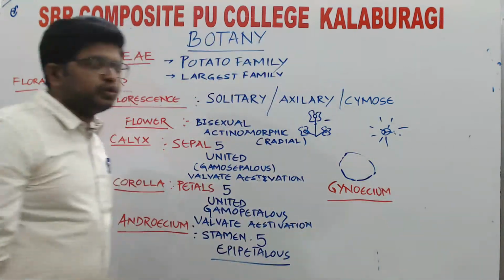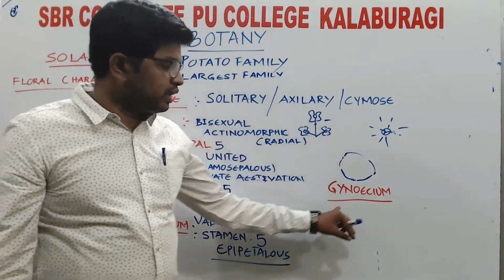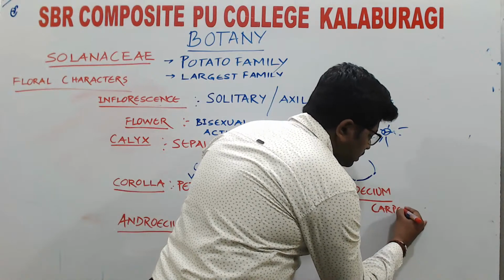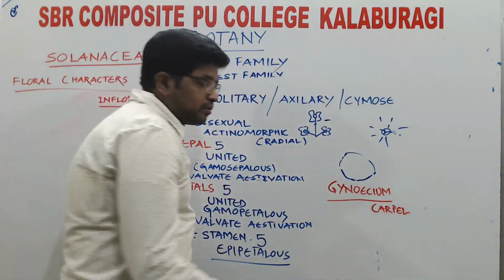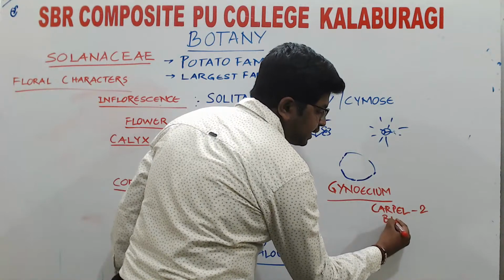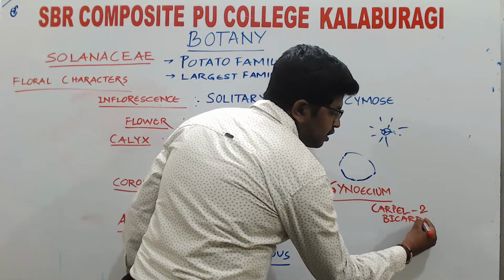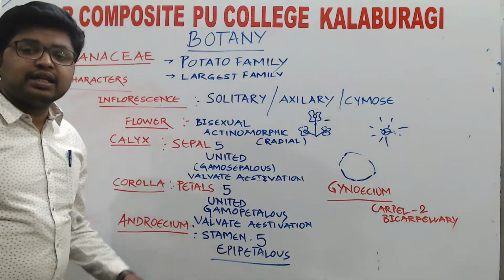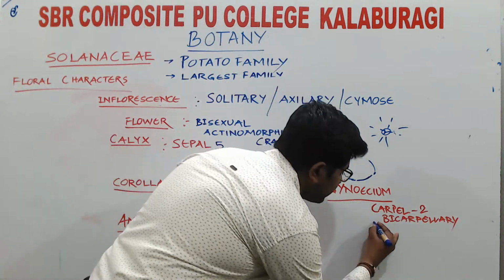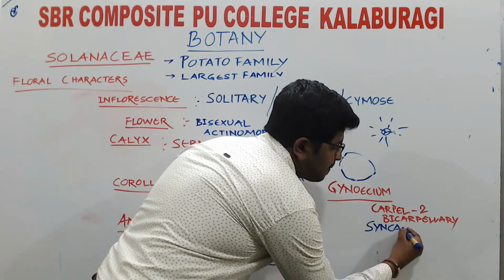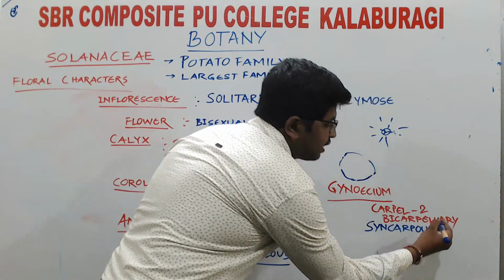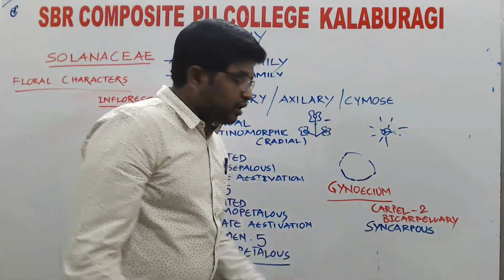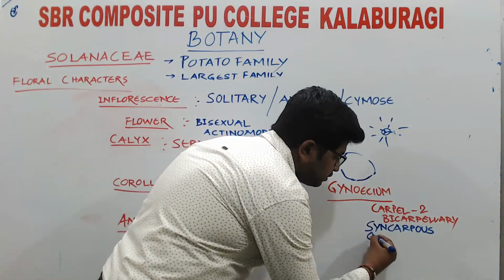So, what kind of gynoecium? The individual member of the gynoecium, we call it a carpel. Carpels are 2, meaning it is bicarpellary. And syncarpous, meaning they are united. The carpels show union. Then, ovary superior, hypogynous condition.